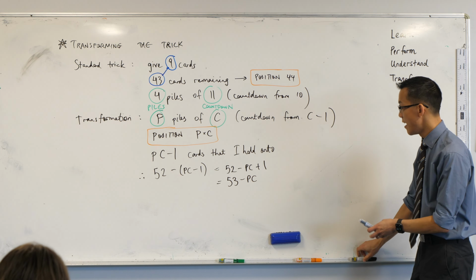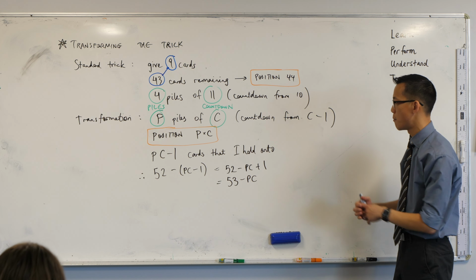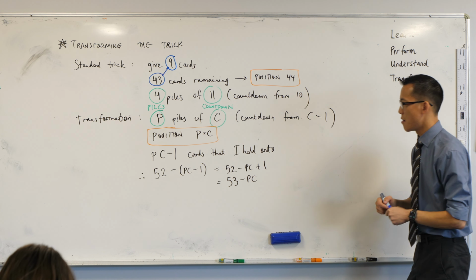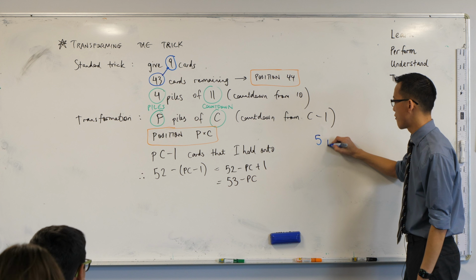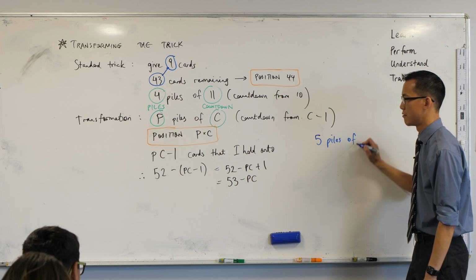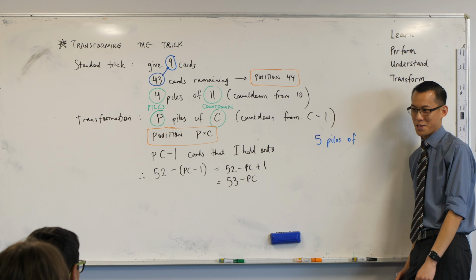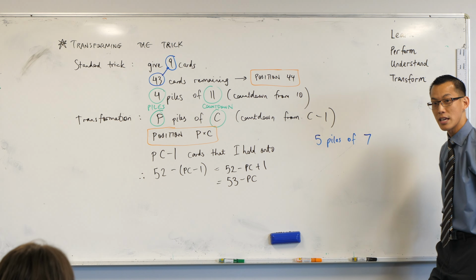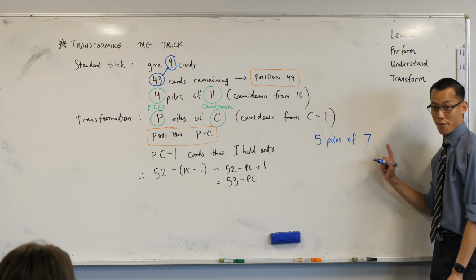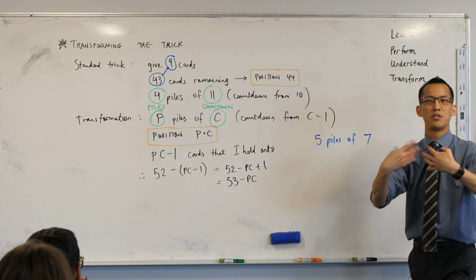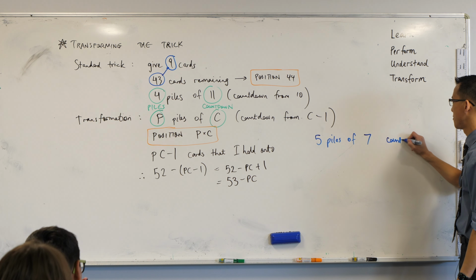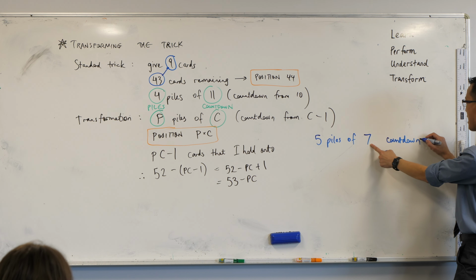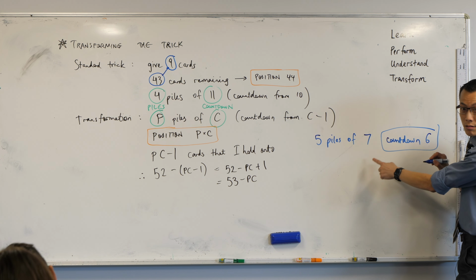Now let's see. If I actually use this to transform my trick, suppose we don't want 4 piles of 11, right? Maybe we want, I don't know, 5 piles of, don't pick too big a number because I've only got so many cards in the deck. How about, okay, let's go with 7. 5 piles of 7, okay? Now, if I really want 5 piles of 7, when I do the trick, I'm going to count down from 1 less than that, right? C take away 1. So I'm going to count down from 6 when I do this, okay?